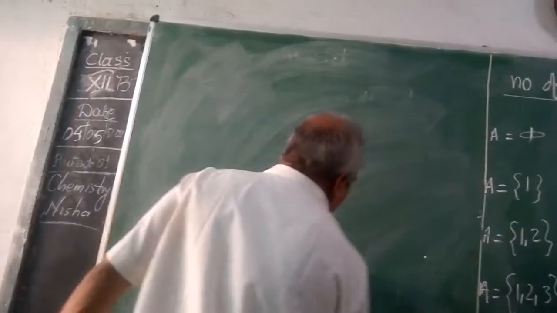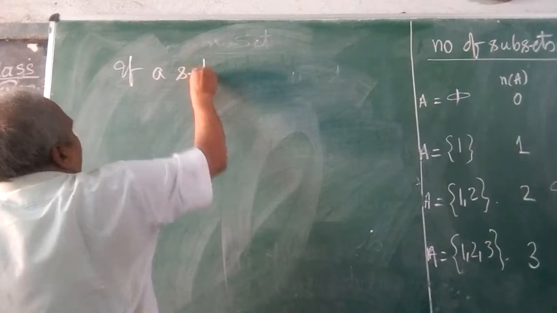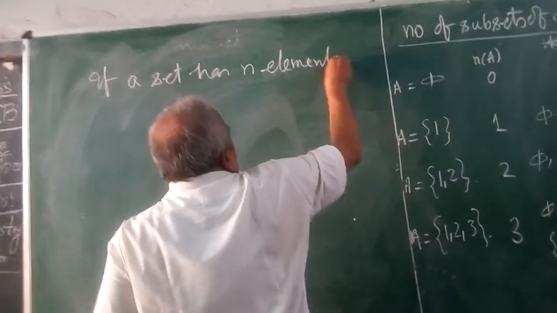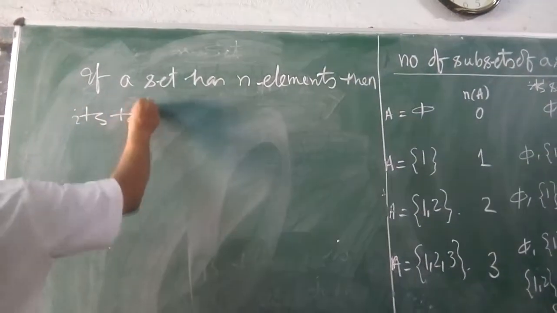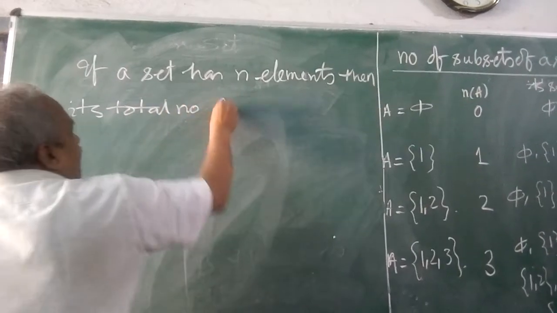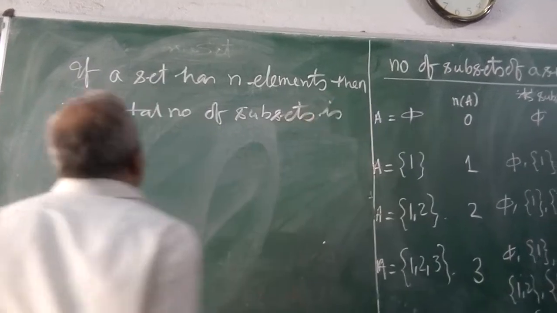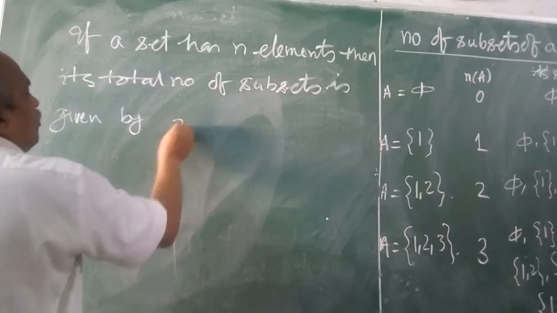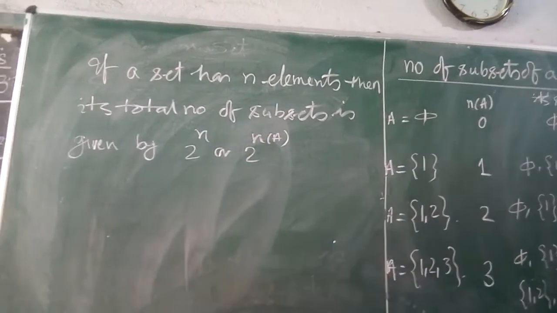Number of subsets. If a set has n elements, then its total number of subsets is given by 2 to the power n, or 2 to the power number of A.